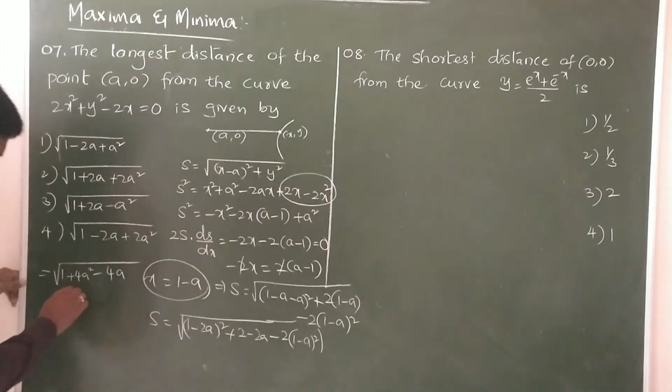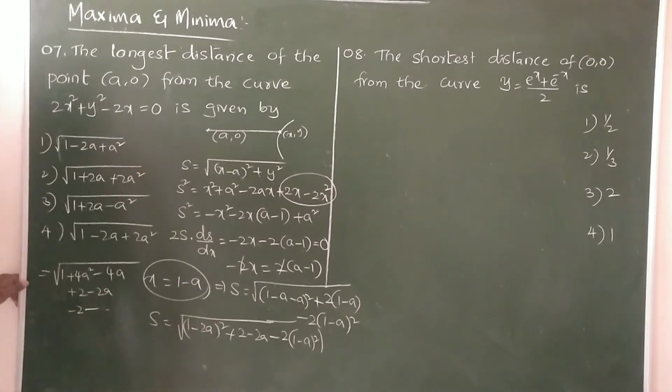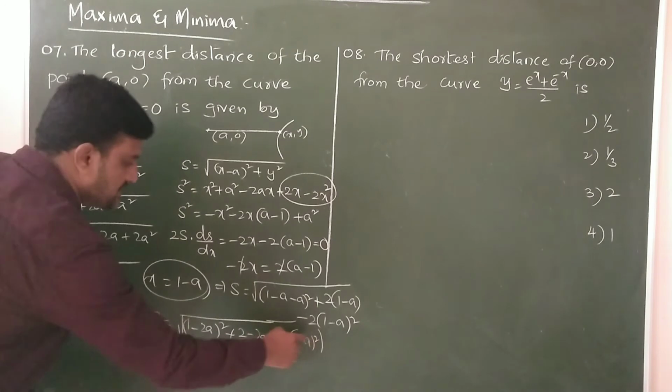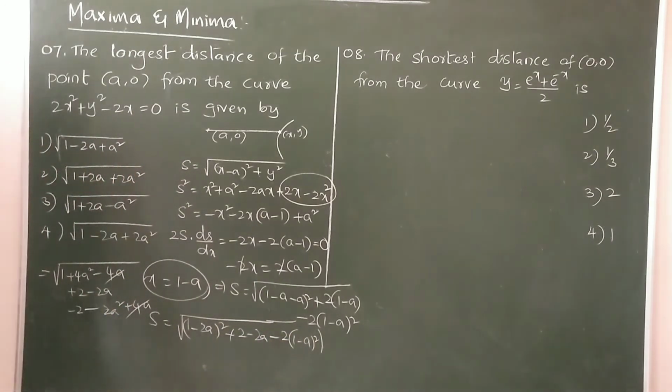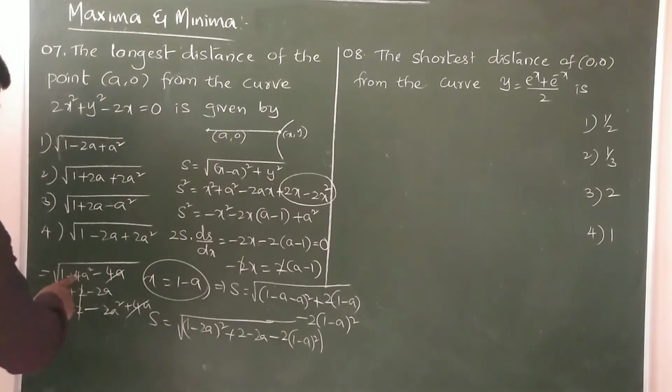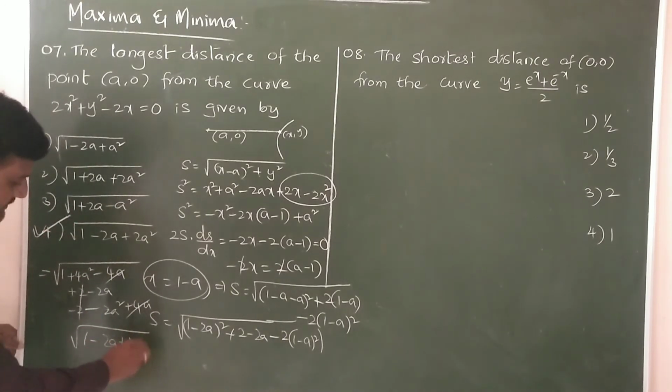Now it is plus 2 minus 2a, minus 2 into 1 minus 2a plus a square. So 2 minus 2a, minus 2a square, plus 4a. Some terms get cancelled. 4a square minus 2a square is 2a square, minus 2a plus 1. So our right option is the one that equals 1 minus 2a plus 2a square.